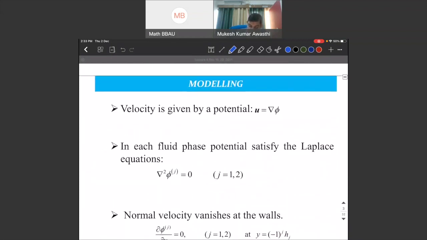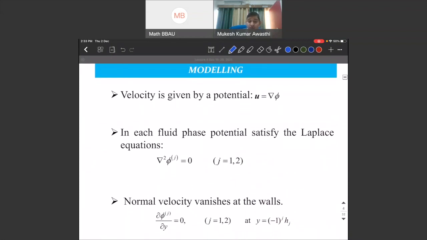Then we will do the modeling using the viscous potential flow theory. The flow is irrotational, that means the perturbed flow is irrotational. Initially, there will be no flow. So the perturbed flow is irrotational. In that case, we will take Q1 dash as gradient phi 1 and Q2 dash as gradient phi 2. Both the fluids are at rest initially, but the perturbed flow is irrotational. And as both the fluids are incompressible, the divergence of Q1 dash is 0 and the divergence of Q2 dash is 0.